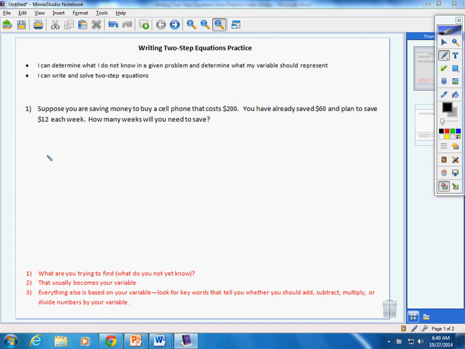We're going to continue working with writing two-step equations. Sometimes this is a tough unit for students, so we're going to spend an extra day on it, just to get a little extra practice. Let's start up top with our I cans.